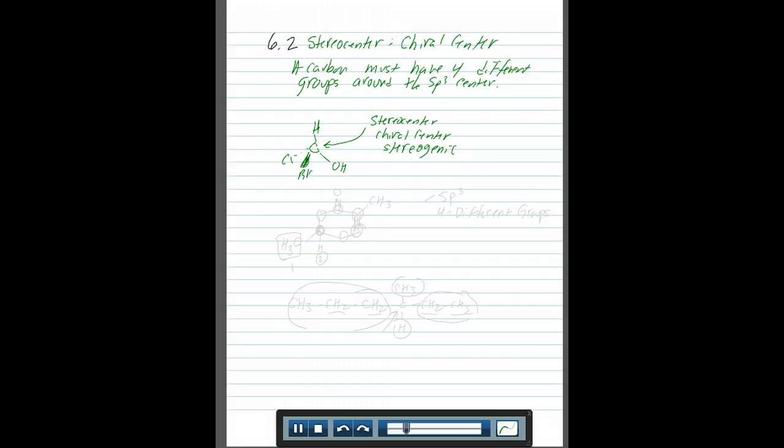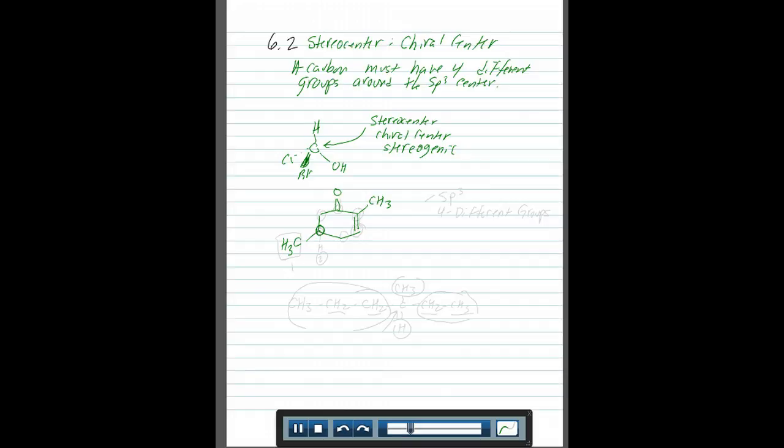So let's go back to the stereo centers. You can quickly determine if you have a stereo center on a molecule by looking at if they have 4 different groups around it. So what I'm going to do is put this on pause, see if you can find the stereo center in this molecule, and we'll come back. Okay, the stereo center is this carbon right there. How do I know? There are 4 different groups attached to it.